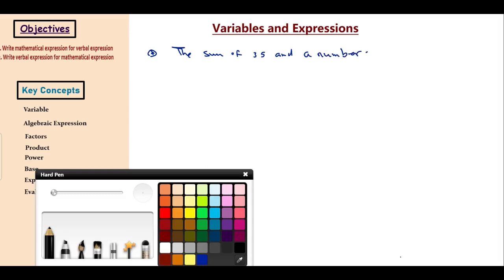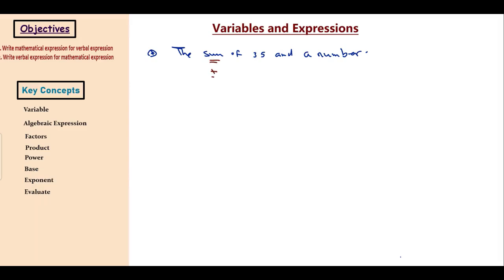We have learned before that the word sum here means plus. So I'm going to add something. So right now I know the operation that I'm going to do. The operation is addition. And the sum of what? The sum of 35. So this is one of the elements of my sentence. 35 plus something which is plus a number, and this number for us is unknown, so I don't know actually what number it is.